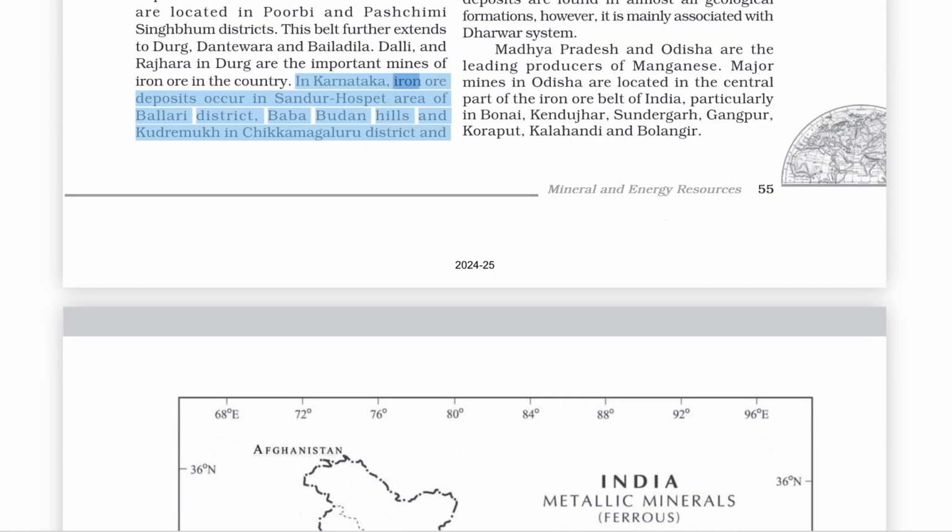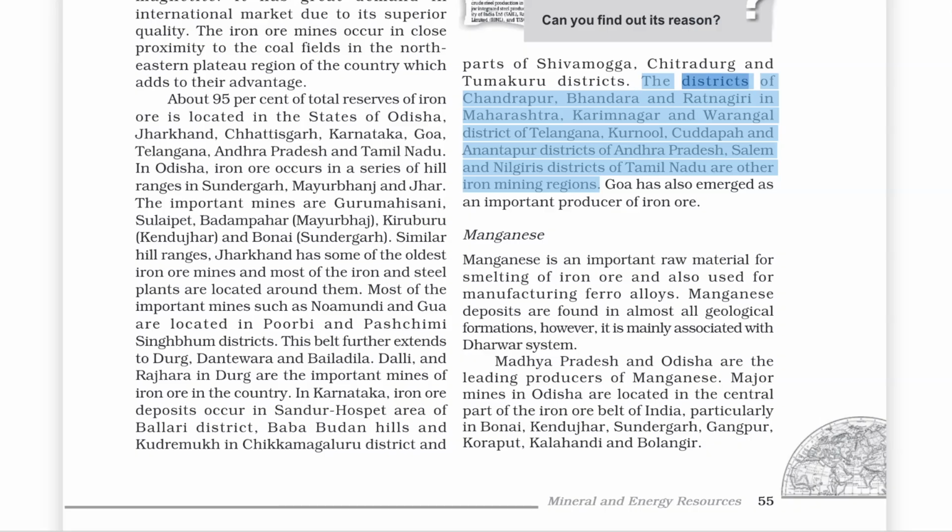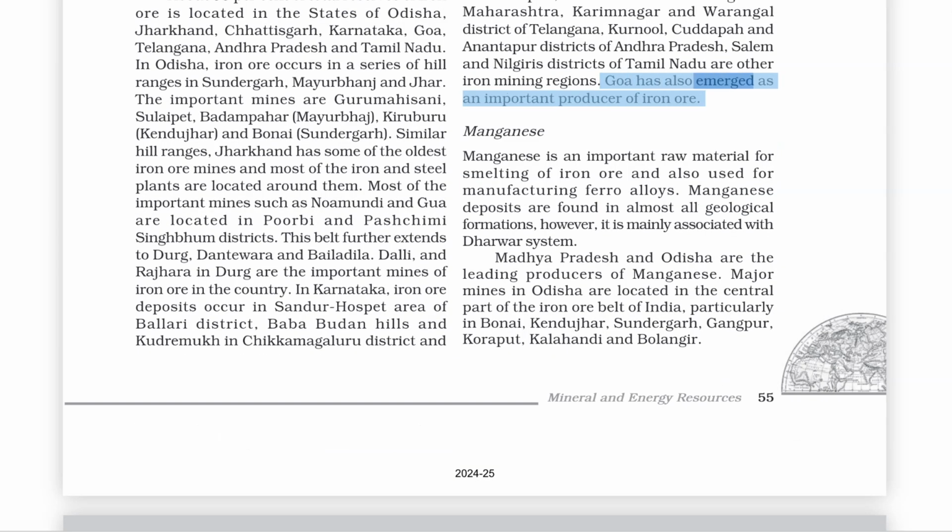In Karnataka, iron ore deposits occur in Sandur-Hospet area of Ballari district, Bababudan Hills and Kudremukh in Chikkamagaluru district and parts of Shivamogga, Chitradurga and Tumakuru districts. The districts of Chandrapur, Bhandara and Ratnagiri in Maharashtra, Karimnagar and Warangal districts of Telangana, Kurnool, Kadapa and Anantapur districts of Andhra Pradesh, Salem and Nilgiris districts of Tamil Nadu are other iron mining regions. Goa has also emerged as an important producer of iron ore.